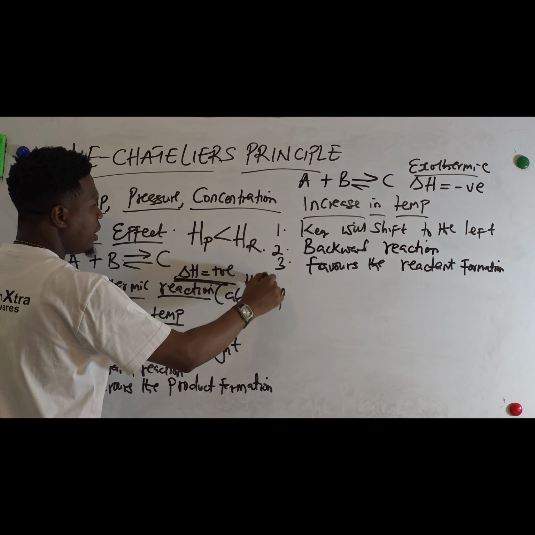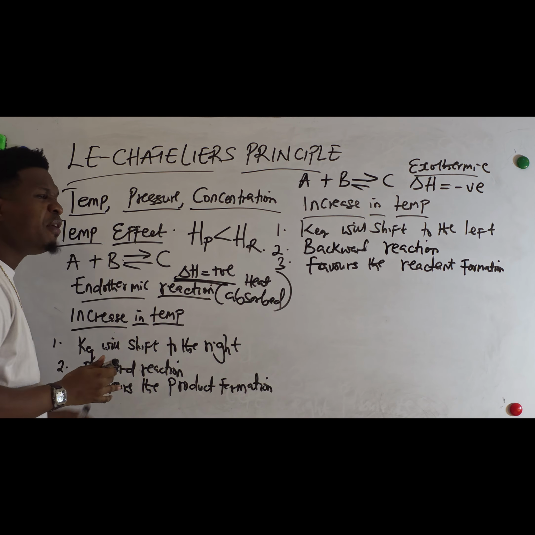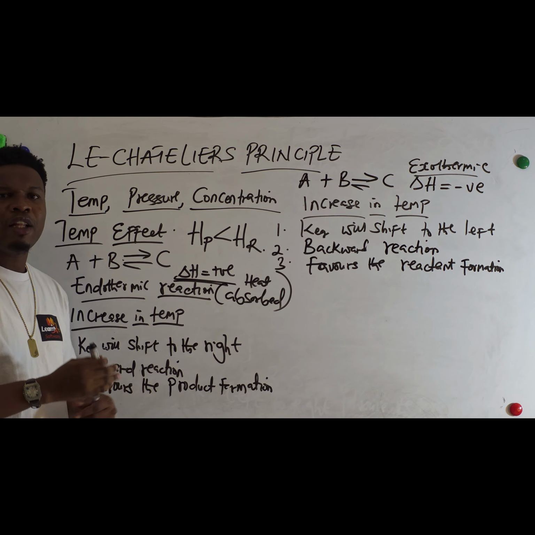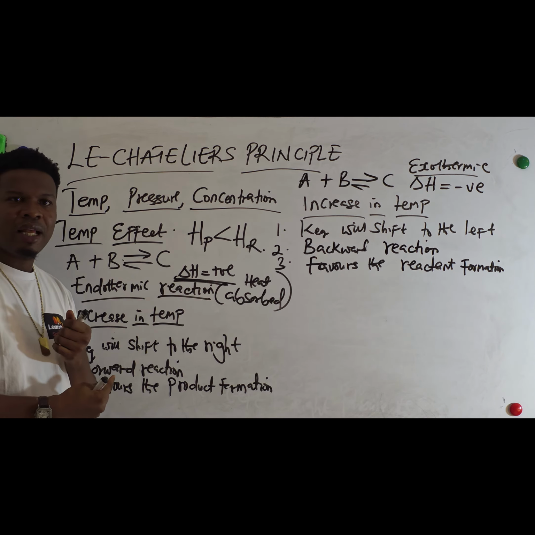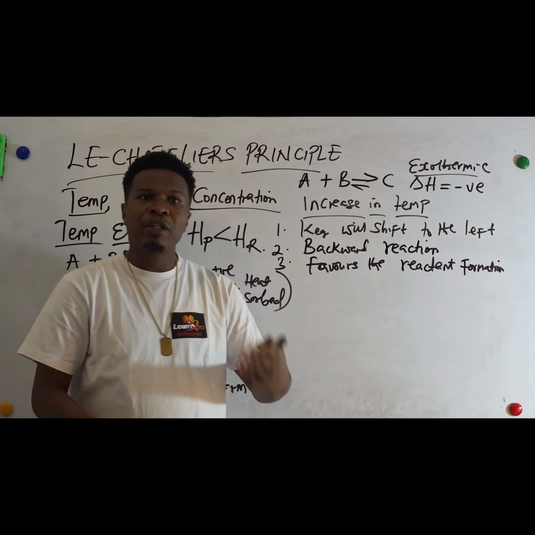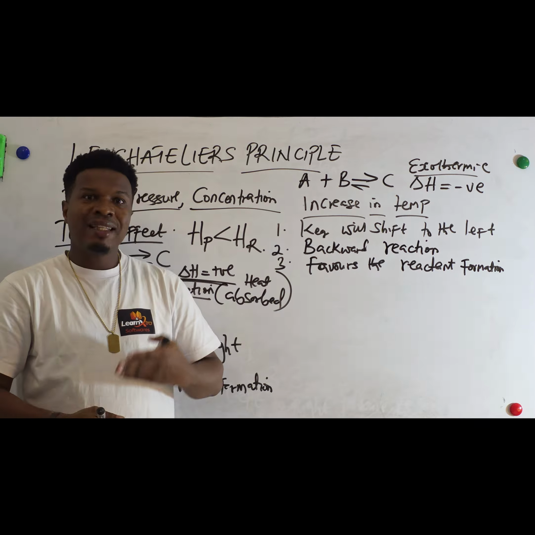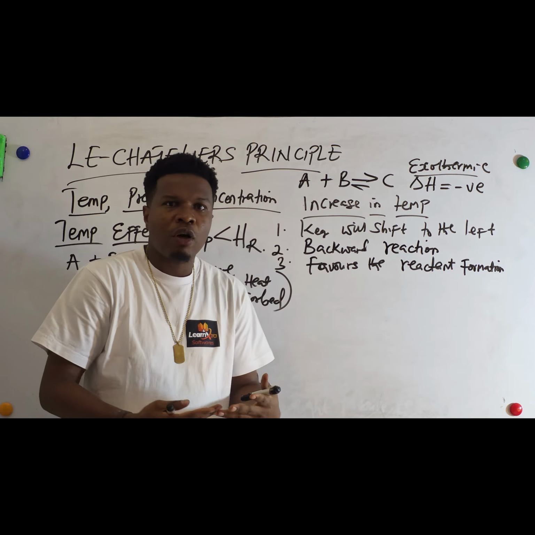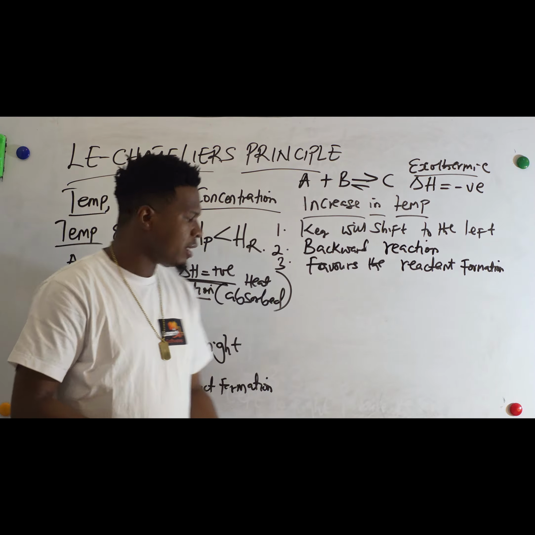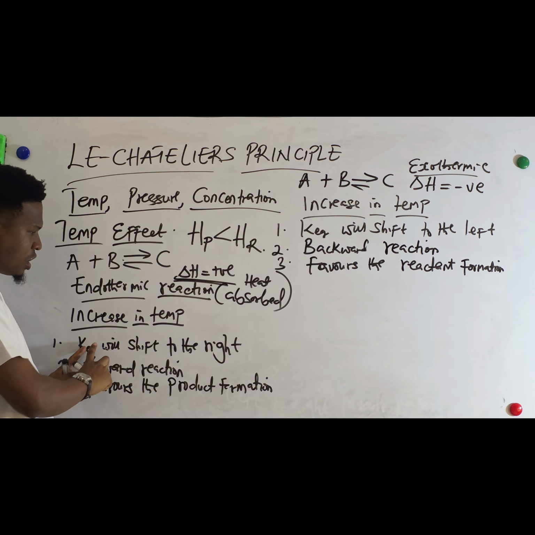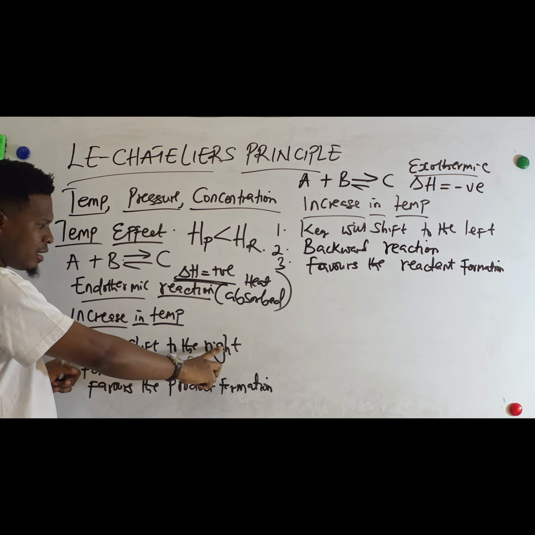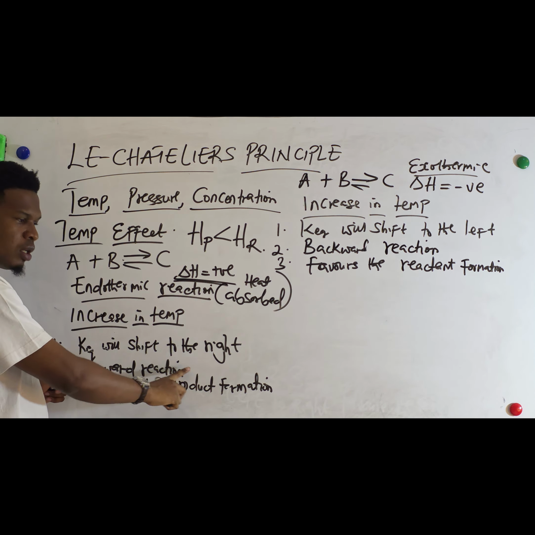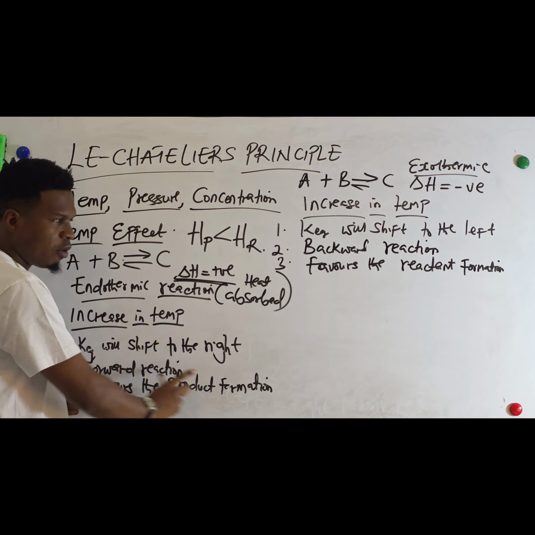So if heat is absorbed in an endothermic process and you are increasing the temperature of that system, the equilibrium will shift to the right. Shifting to the right means that it is going to favor the forward reaction and also favor the product formation.